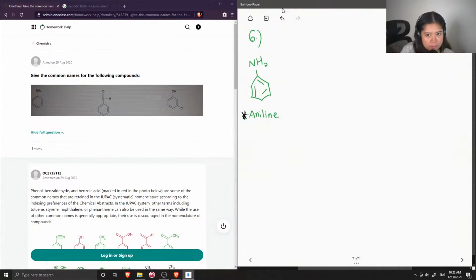like a star. But it can also go by like phenylamine, or even aminobenzene, or benzenamine, which is like least common.